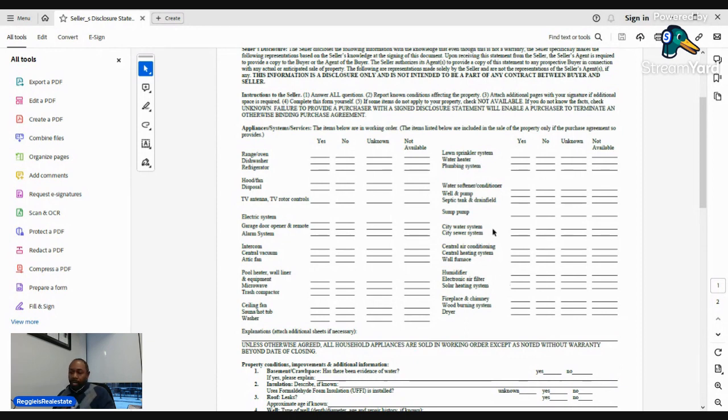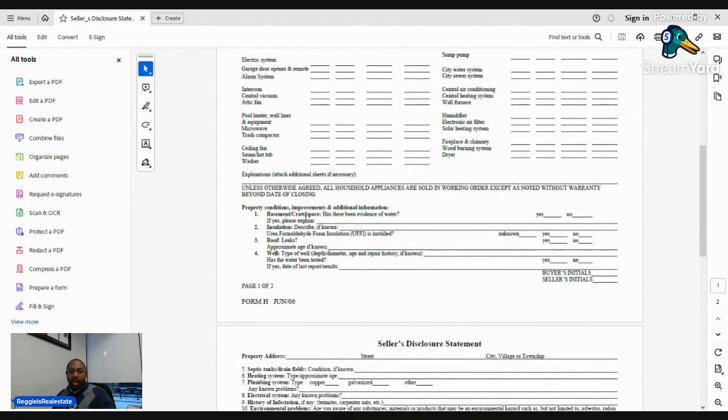If your city water system is working and operating at the time of listing, same with your city sewer system, because some properties are not even connected to a city water or sewer. Some people have well or septic tanks. So you have to check yes, no, unknown, or not available. Your central air, if the air conditioning is working. So that's pretty much this section. This is appliances, systems, and services.